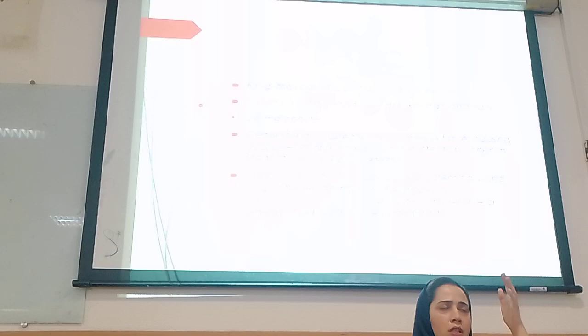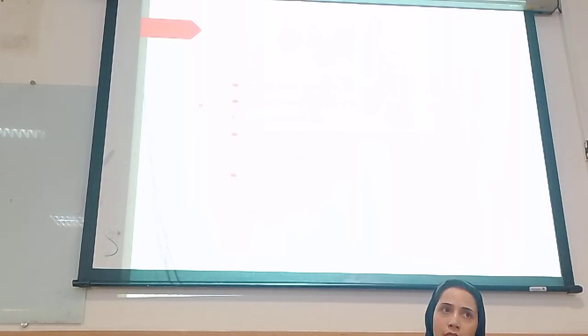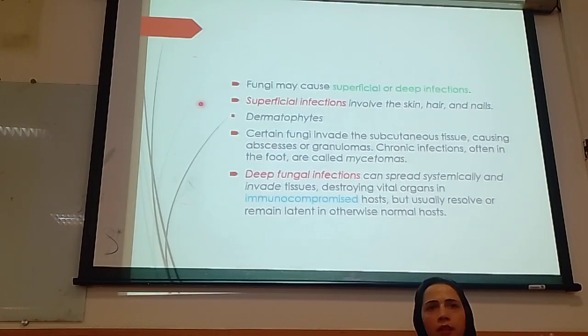And fungi cause different kinds of infections. For example, superficial infections, subcutaneous infections, deep infections. Some fungi only involve skin, hair, and nails because they like to live in keratin. They are keratinophilic, for example, dermatophytes. Or sometimes they are subcutaneous. They invade the subcutaneous tissue and form abscess or granuloma, for example, mycetoma. And sometimes they cause deep infections, especially in immunosuppressed patients, for example, aspergillus.